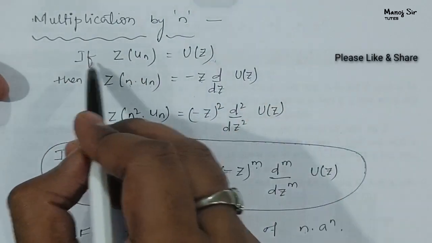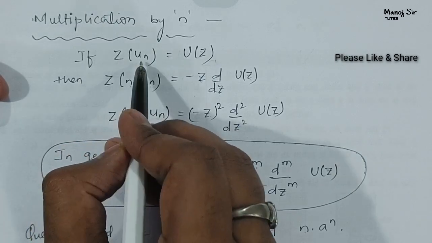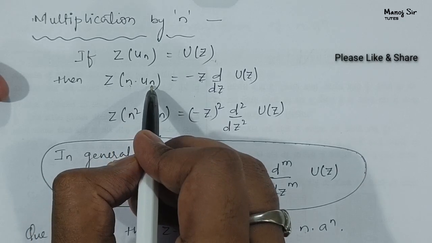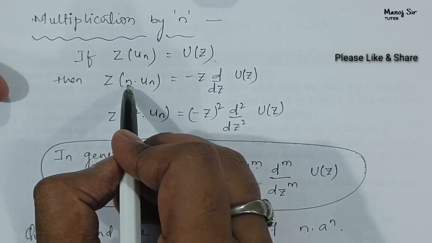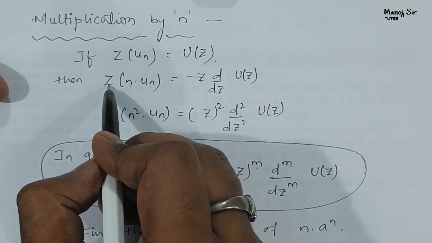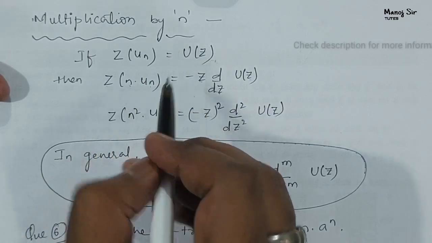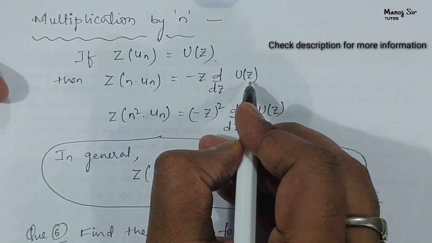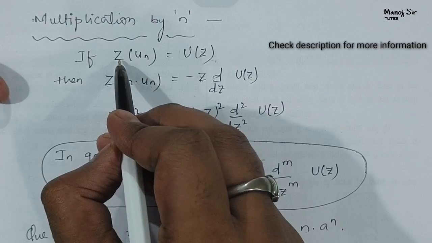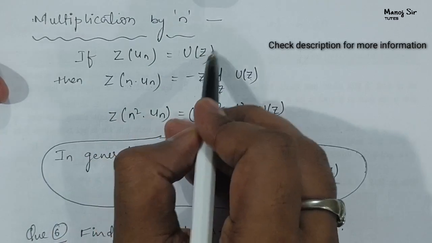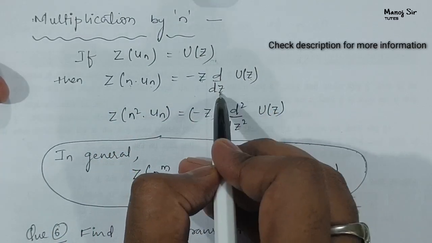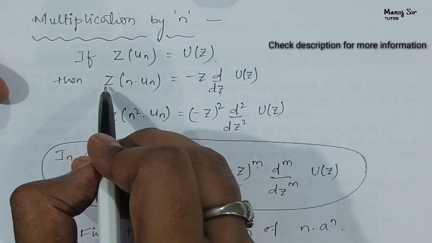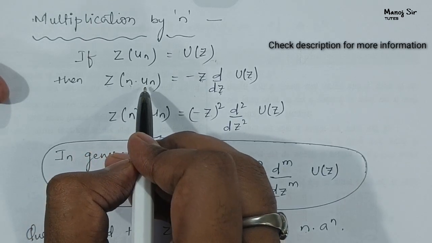Multiplication by n. If Z transform of u(n) is equal to U(z), then Z transform of n into u(n), where we are multiplying n with u(n), is equal to minus z d/dz of U(z). That means we need to differentiate U(z) with respect to z, then multiply by minus z, so that we get the Z transform of n into u(n).